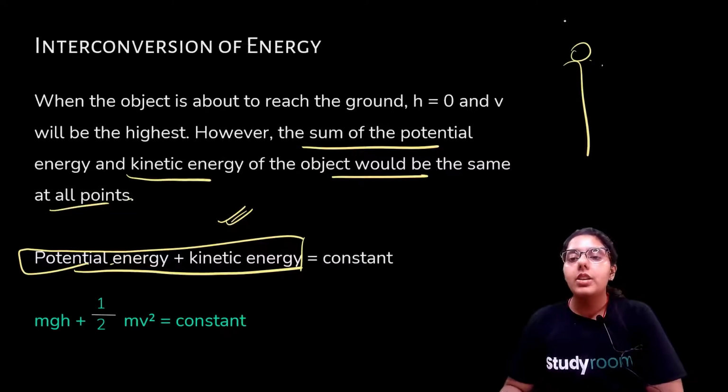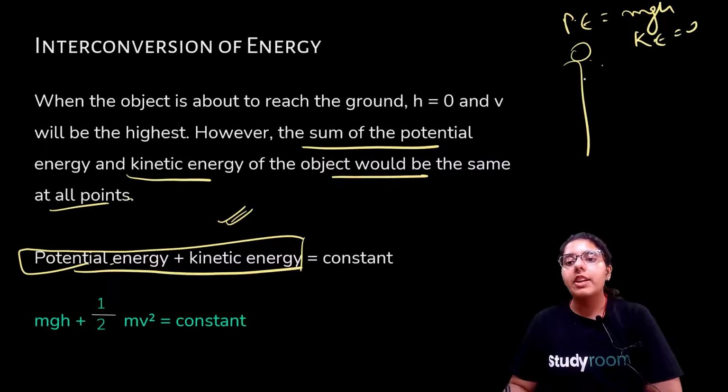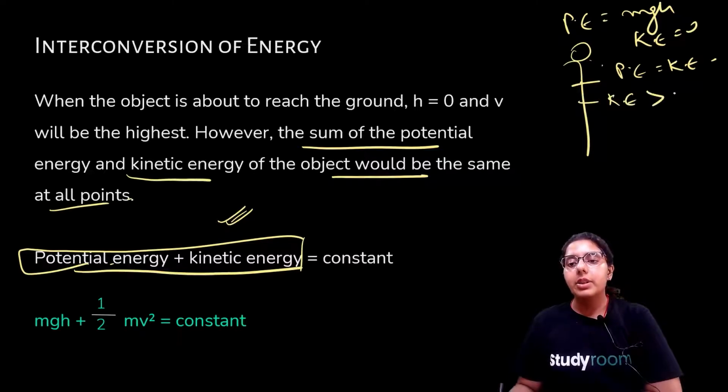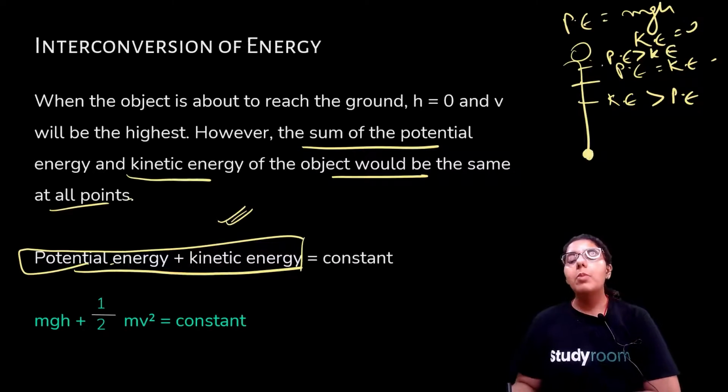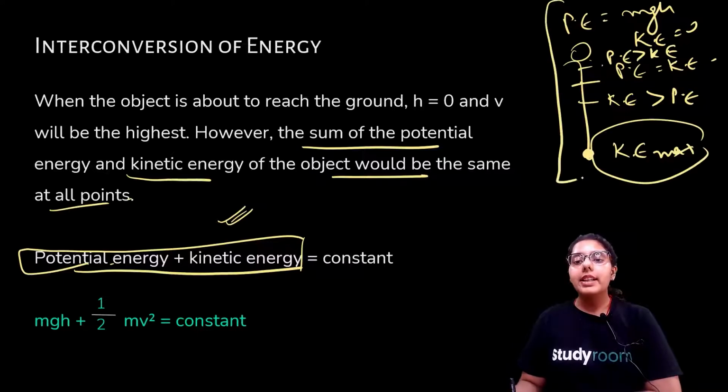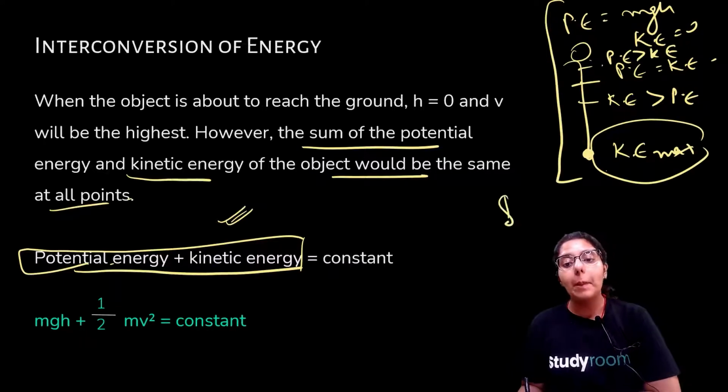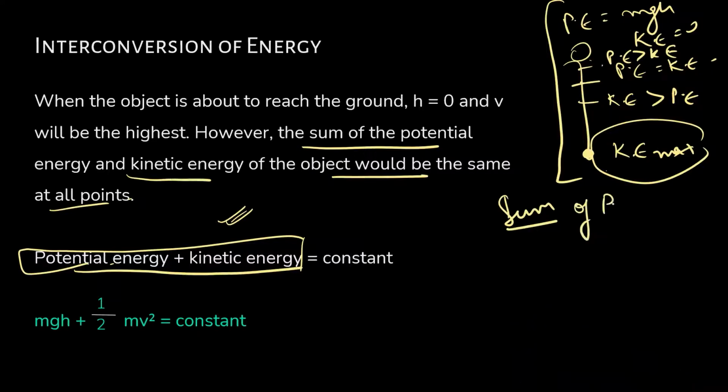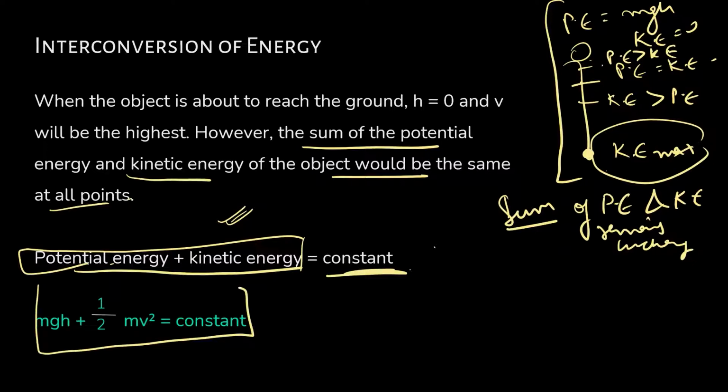So for example, here your potential energy was maximum, kinetic energy was 0. Somewhere in between, both will be equal. Somewhere kinetic energy will be greater than potential energy. Somewhere potential energy will be greater than kinetic energy. And at the bottommost point, your kinetic energy will be maximum. But at every instant, one thing is constant. What? Your sum. Your sum of potential energy and kinetic energy remains unchanged. So potential energy plus kinetic energy is always constant. That is, mgh plus half mv square is equal to constant.